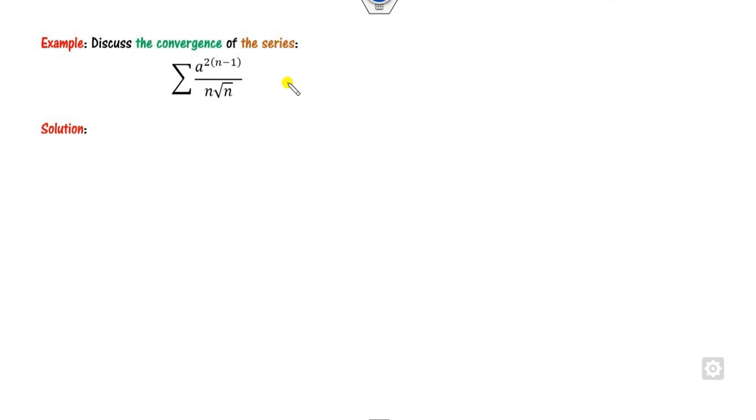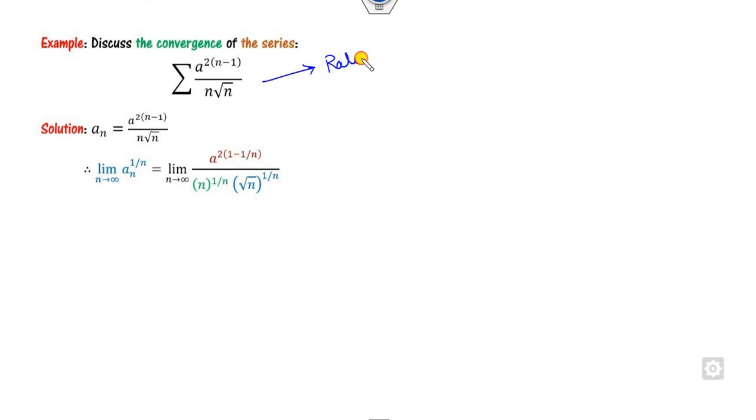Look at another example. Discuss the convergence of this series. So again, this nth power is there. You can also apply the ratio test here, which will be discussed after this lecture. Otherwise, you can solve this with the help of the root test as well. Now, how can you solve this part? I can write this as a^(2 - 2/n) divided by n^n. I can write this number in this form also.